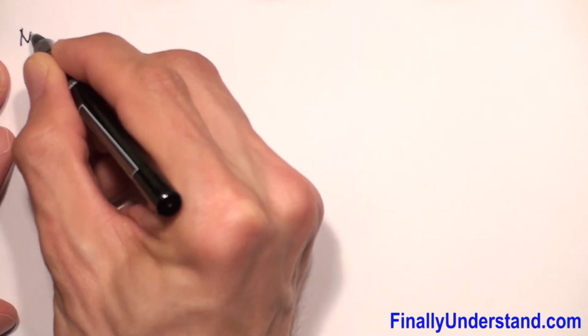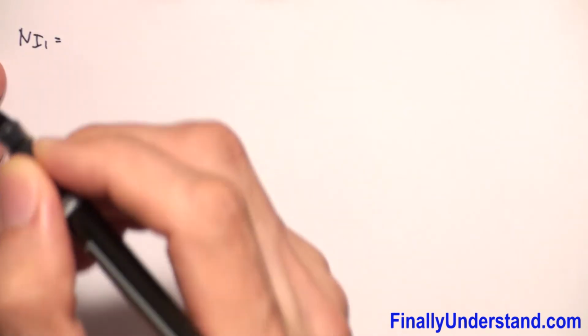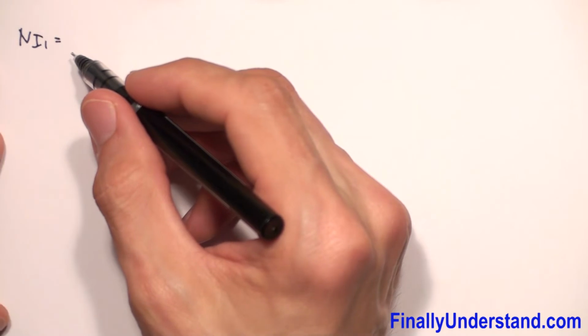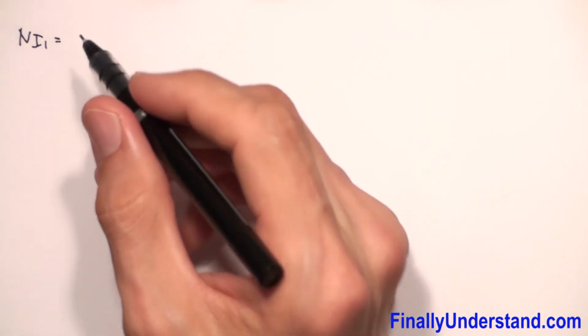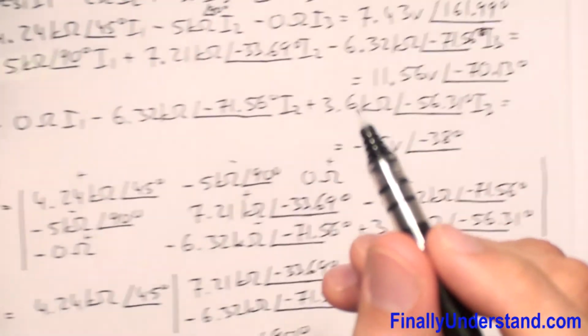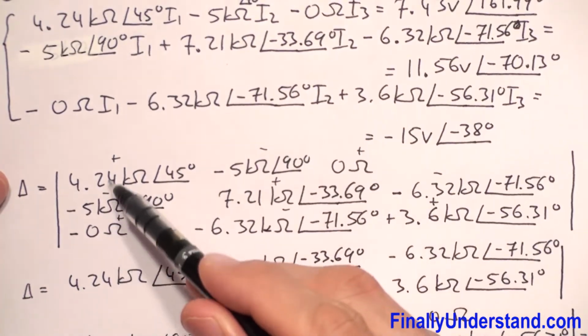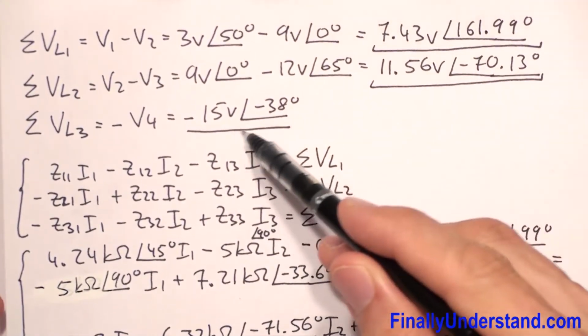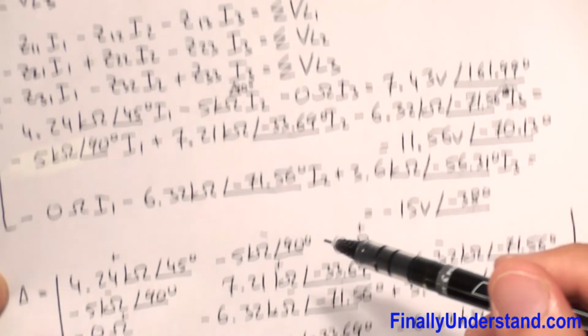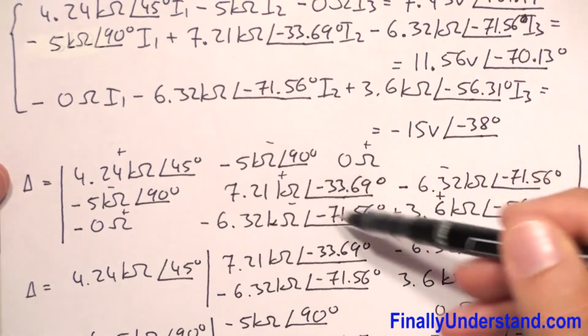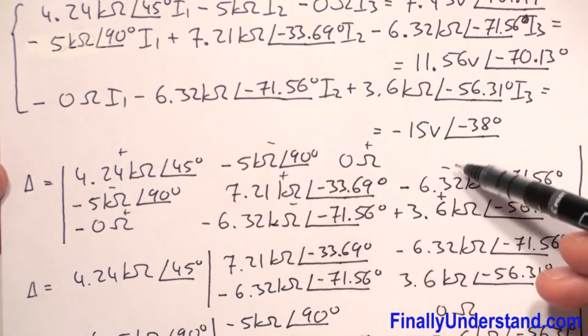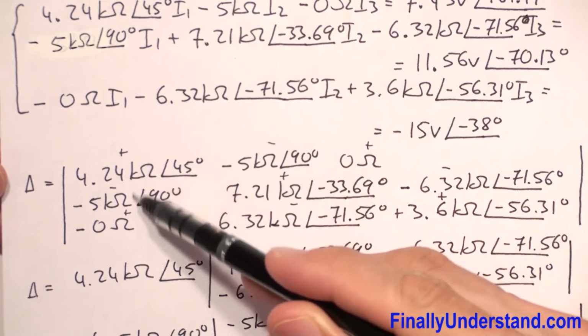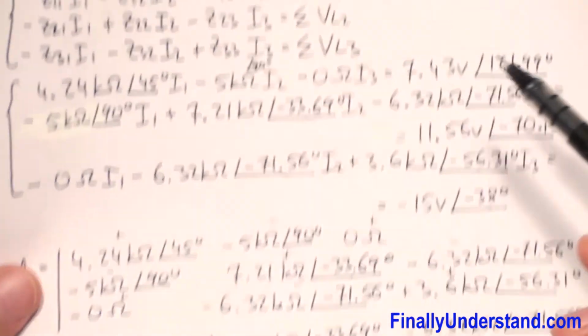Next, we're supposed to find the number, I call it NI1. This is the number which helps me to find the current I1. So now I'm supposed to look at my delta, and the first column of my delta is supposed to be replaced by the voltages, okay, and the rest of my delta determinant has to stay the same. Okay, so I have to copy these two columns. But the first one I have to replace by the voltages.